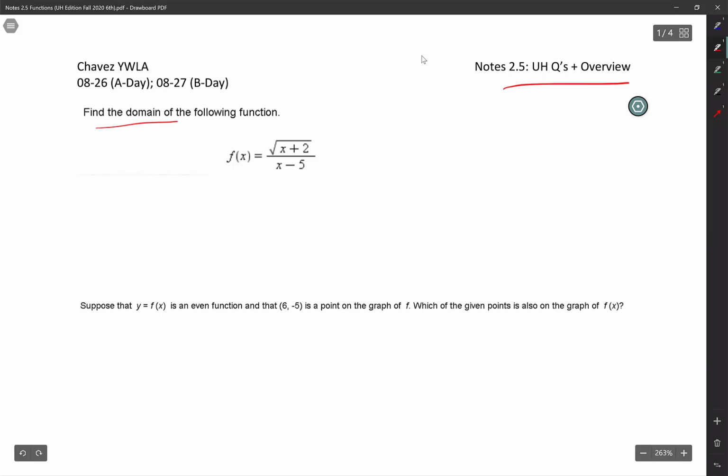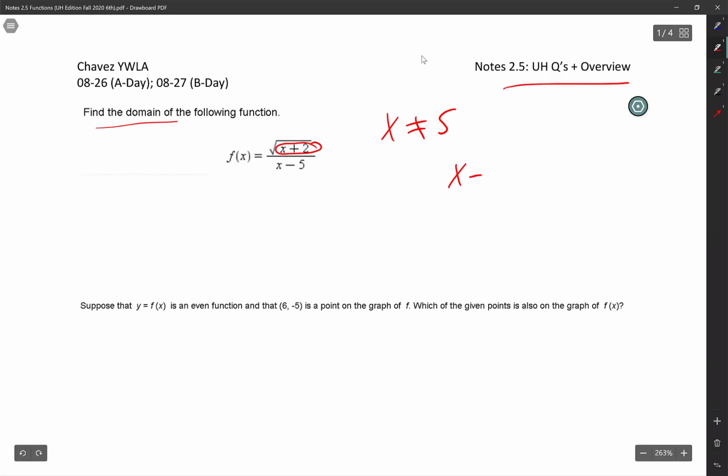This one says find the domain of the following function. Remember that whenever you have something like this, you can't divide by 0, guys. So x cannot equal 5 because at x equals 5, you have a vertical asymptote. And then you have this expression x plus 2 on the inside of a square root.